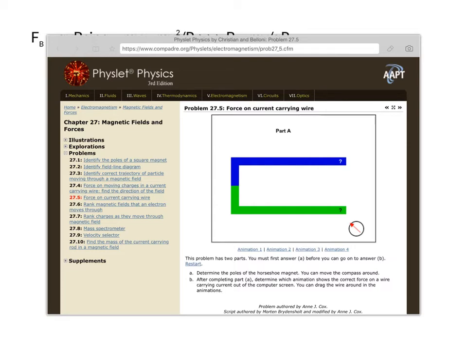This number 5 is also fairly easy. Once again, you have a compass. Whoops. And we can move it around, and by moving it around you can identify the poles, you can see the shape of the field.